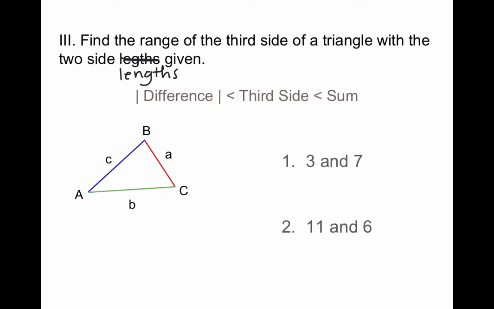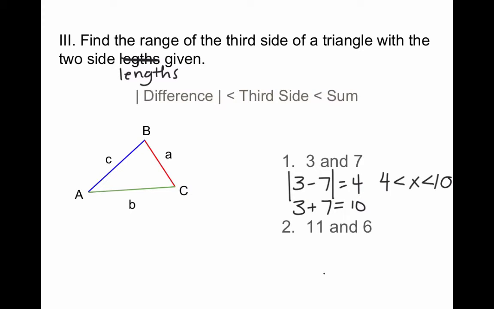So what we're going to do to figure this out is we're going to find the difference, the absolute value of the difference there, and the sum. Don't need the absolute value on that one because that one will always be positive. So let's go ahead and find that. 3 minus 7, the absolute value of that is 4. 3 plus 7, that's 10. So the range for this particular problem is from 4 to 10.